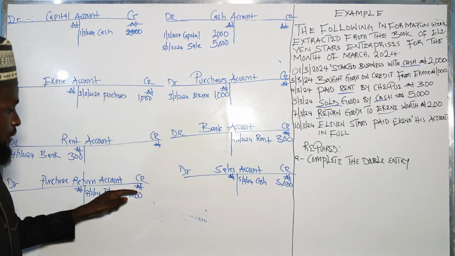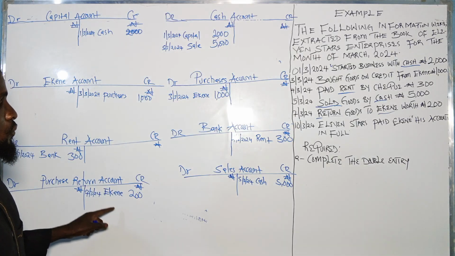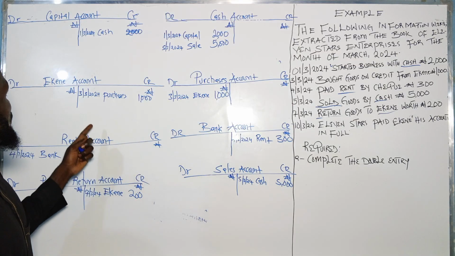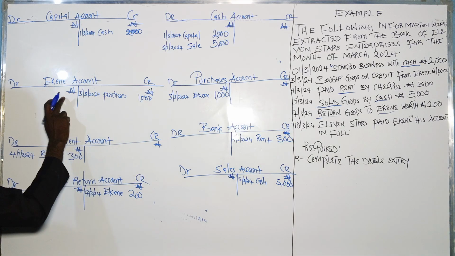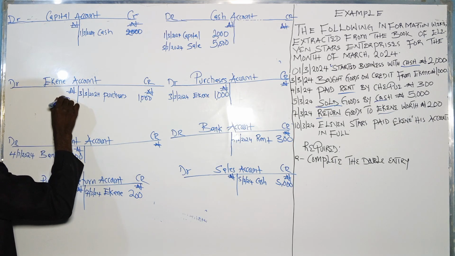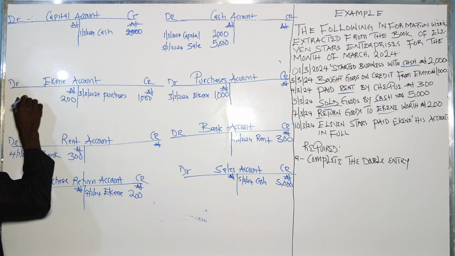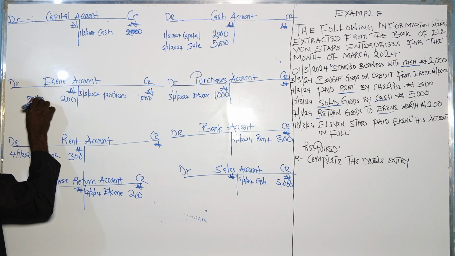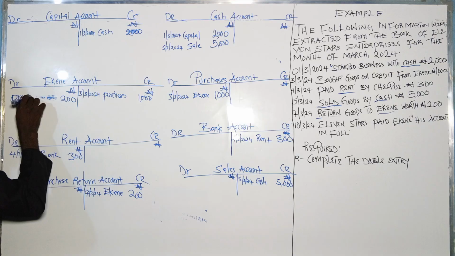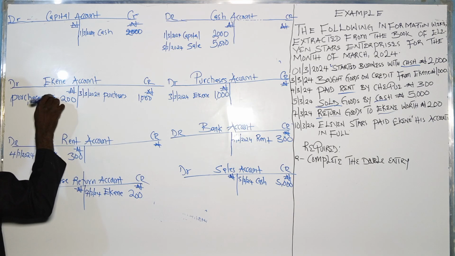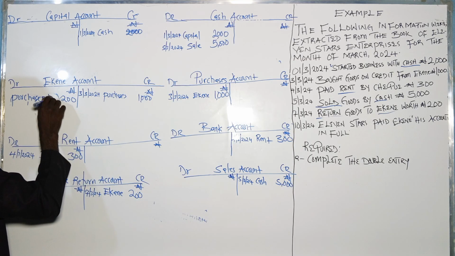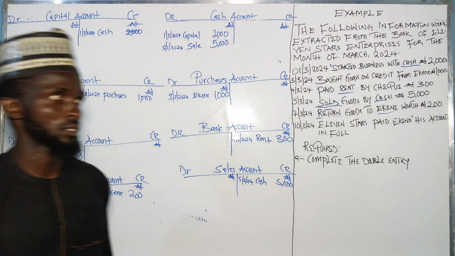The corresponding entry of this will definitely be here, Ekene account. Where is Ekene account? So we credited here. The corresponding entry will come back here, so that Ekene's debts will be reduced. So we come and debit Ekene with the name purchase return. Purchase return. So we are done with this transaction as well.